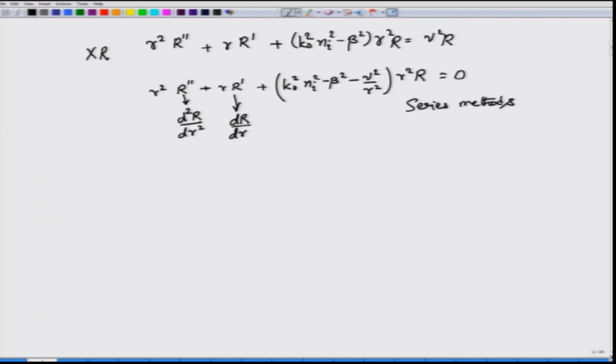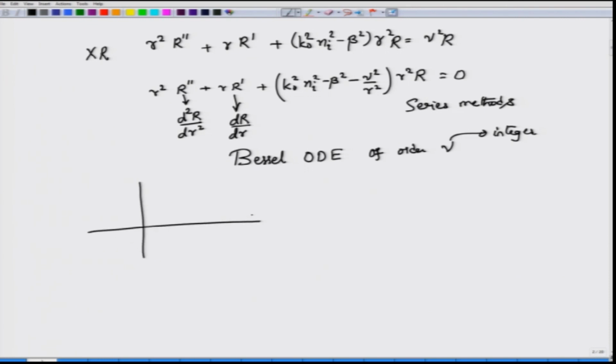I will not go into the details of this differential equation, but suffice to say that it is an example of a Bessel ODE. ODE stands for ordinary differential equation. This is a Bessel ODE of order nu, and because we want solutions which are actually propagating inside the waveguide or inside the fiber, we take this nu to be an integer. Now, there are different types of Bessel functions. The ones that are useful for us are Bessel functions of the first kind and Bessel functions of the second kind. You must have seen them.